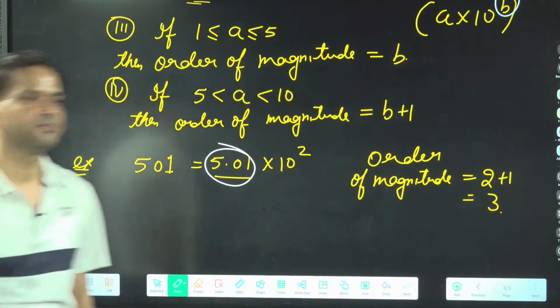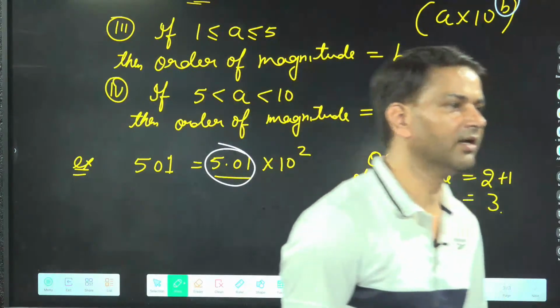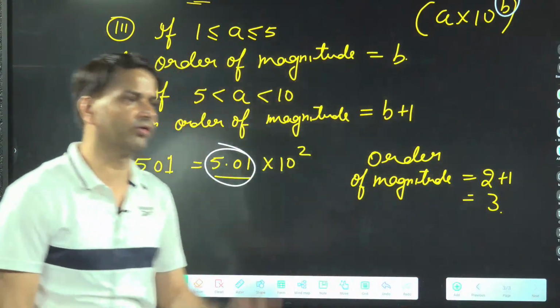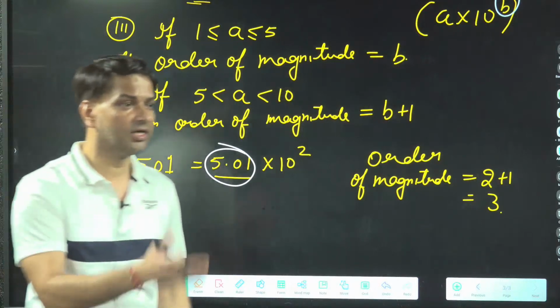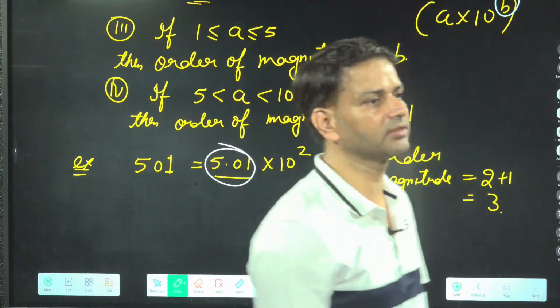Understood or not? Don't apply the round off there. Directly see the value of A. What is the A value here? 5.01. 5.01 means it is greater than 5. Greater than 5, so for order of magnitude, what will you write? b plus 1. So the answer is 3.